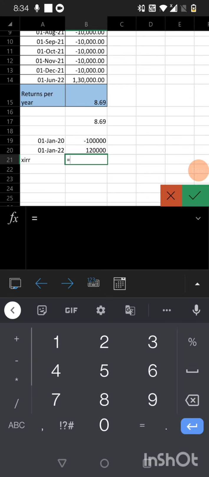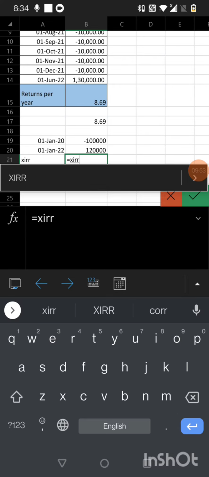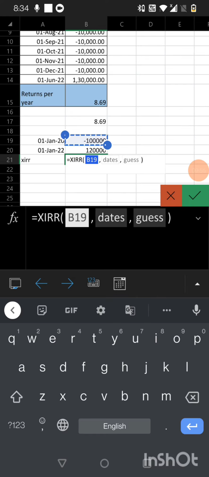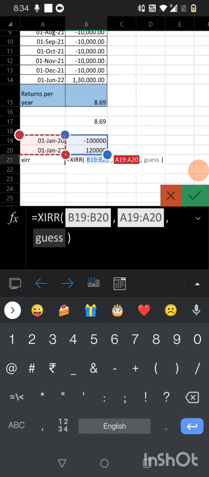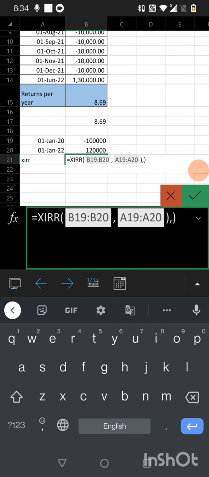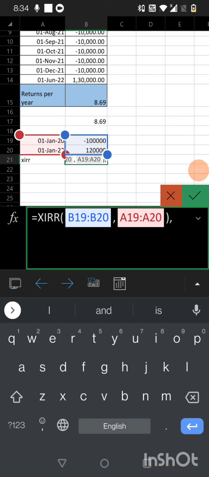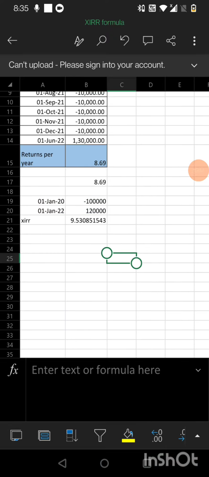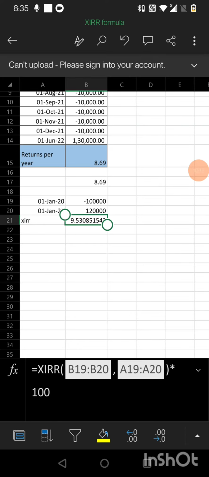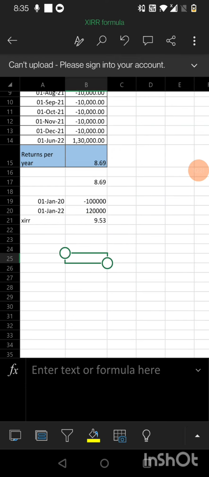What is the formula? Formula is XIRR. Then what are the dates? Here the dates are there. Then close the bracket. Okay, additional formula, if anything is there, you can just remove it. Then multiply by 100. Okay, just see. Now we can see how much it is. It is 9.53% on a per year basis.